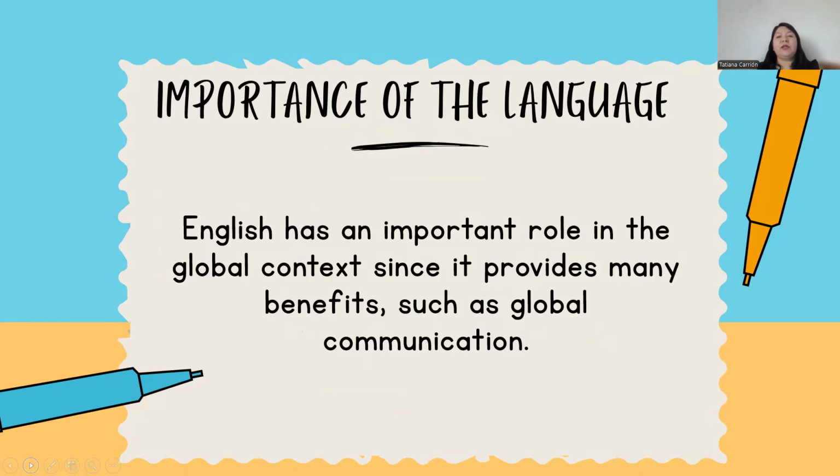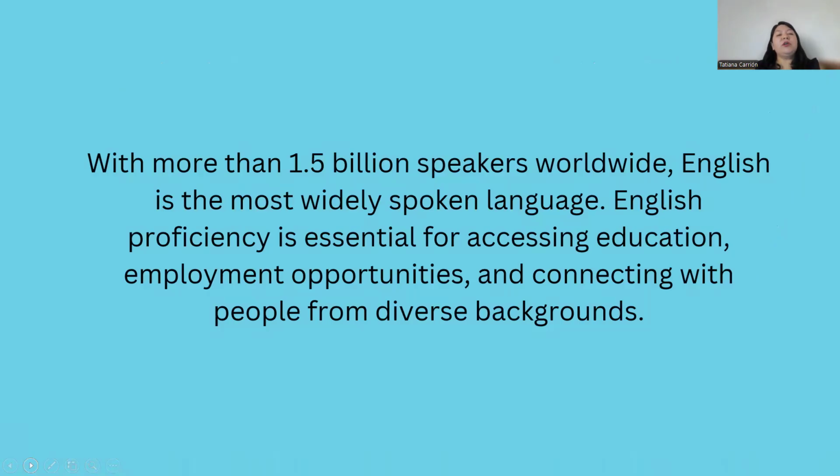But what is the importance of the language? Well, English has an important role in the global context, seeing it provides many benefits such as global communication, and I think it is the most important of all of them. With more than 1.5 billion speakers worldwide, English is the most widely spoken language. English proficiency is essential for accessing education, employment opportunities, and connecting with people from diverse backgrounds. And now we have social media, for example, to do that.